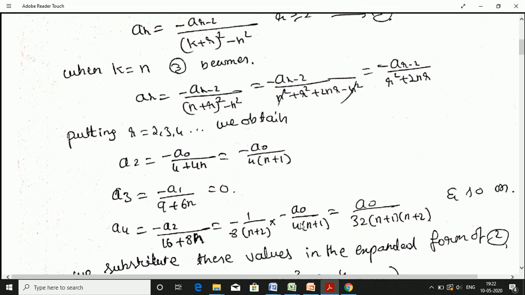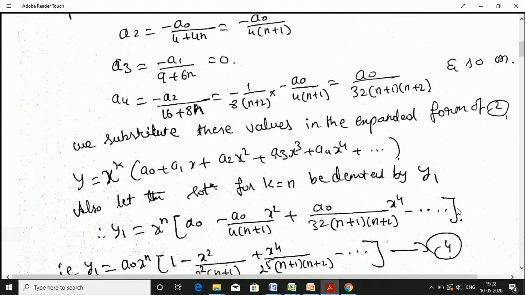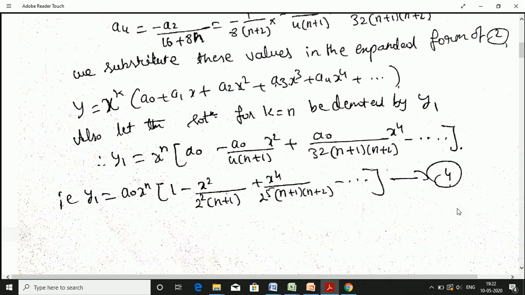a2 value is minus a naught divided by 4 into (n plus 1). Minus into minus is plus: a naught divided by 8 fours are 32 into (n plus 1) into (n plus 2), and so on. Substitute these values in the expanded form of equation 2.